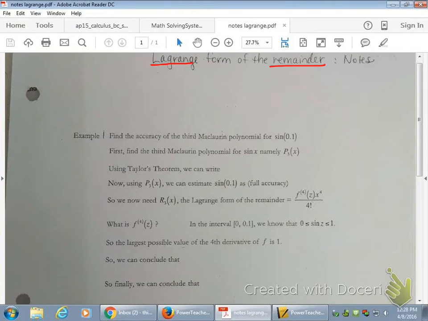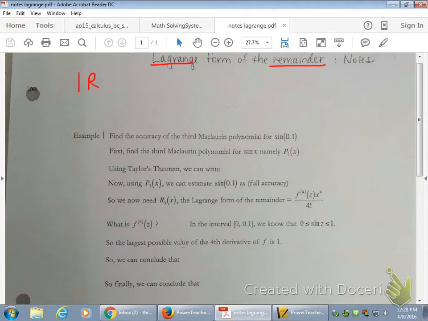So what we're trying to figure out is how close we are to finding the exact value using these polynomials that we've been coming up with. Okay, so let me show you the formula. We'll go through a problem and then I'll go back and explain what it is that we have found.